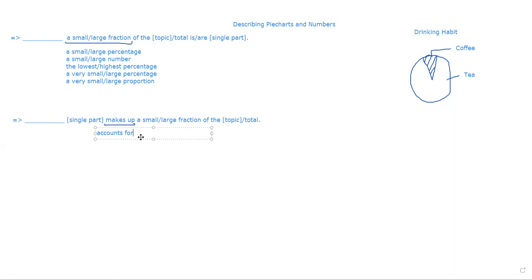So you can also say in general, tea accounts for a large fraction of the total. So you can use these two phrasal verbs, makes up or accounts for. And for this portion, the small or large fraction, you can use all of these here as well. So there are numerous ways that you can make variations in your writing.